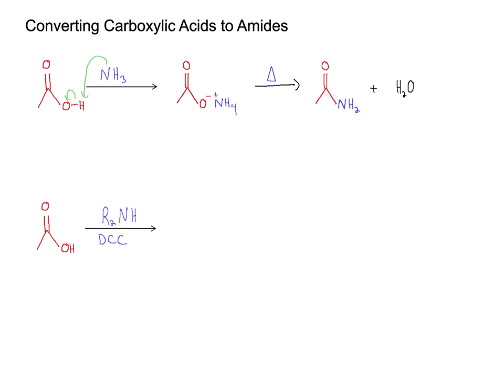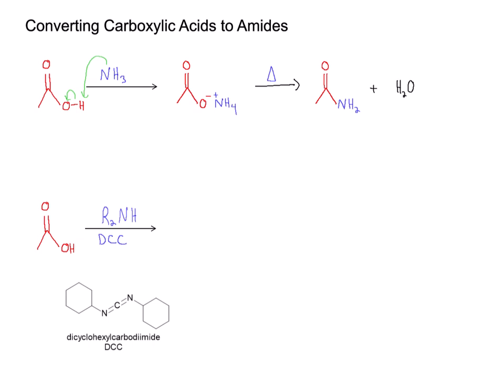If we react a carboxylic acid with a primary or secondary amine, however, we simply cannot add heat to do a dehydration to get an amide product. All we're going to get is the deprotonation of the carboxylic acid. In order to prevent this, we need to use another reagent, something called DCC, to convert that OH into a different leaving group that isn't acidic.